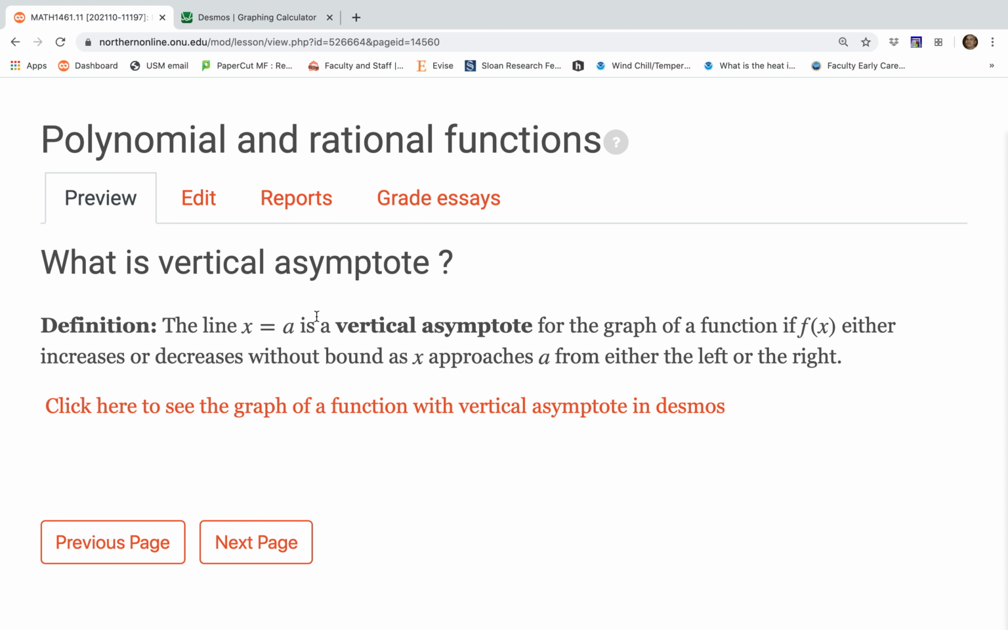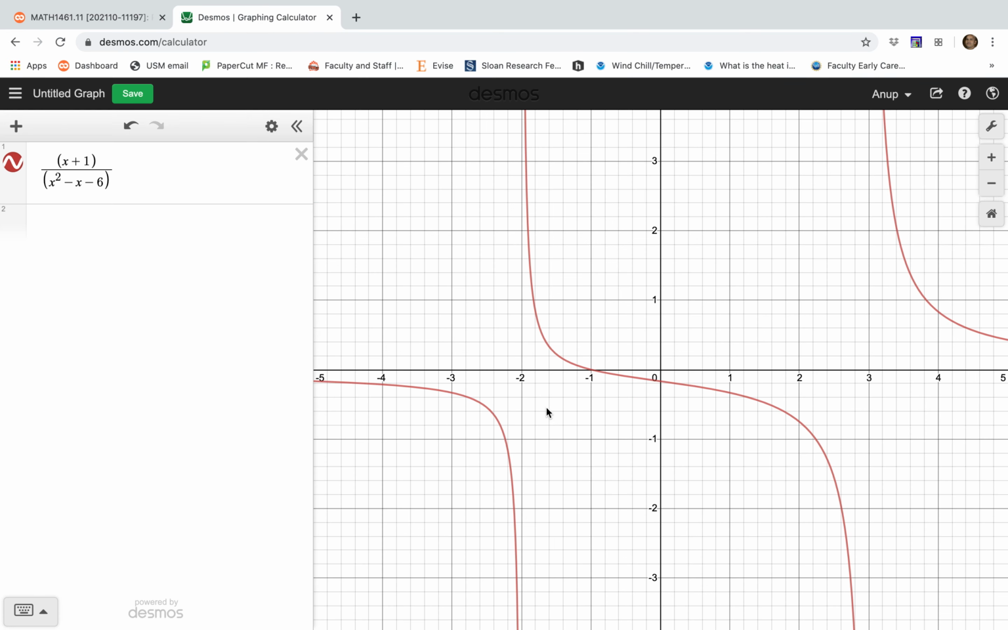So the line x equal to a is said to be the vertical asymptote for the graph of the function if f of x either increases or decreases without bound as x approaches a from either the left or the right. That's exactly the same situation we are having here, right? Let's assume x equal to -2 is one of the straight lines here. I can construct that if you want to look into the graph. So we have this function, and we have this line x equal to -2, this vertical line.